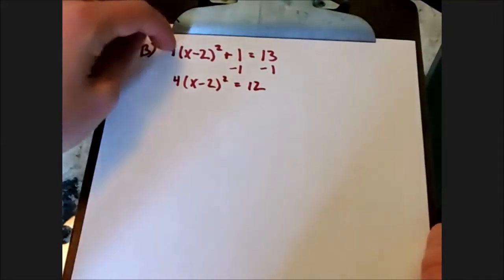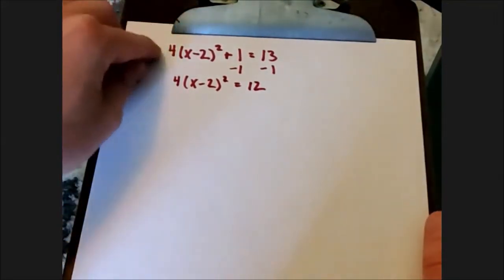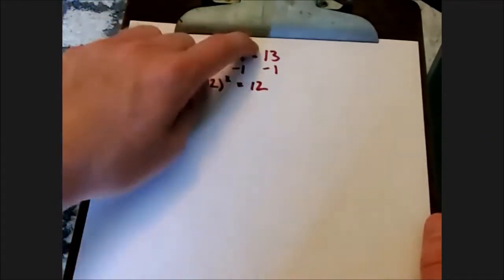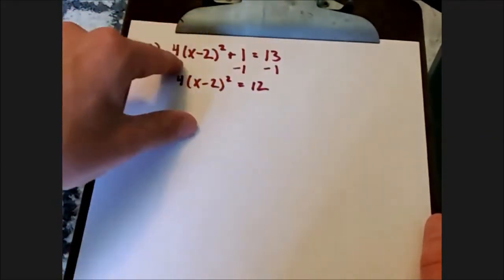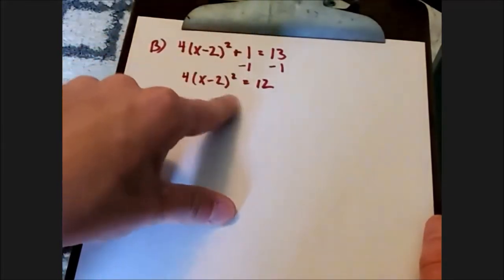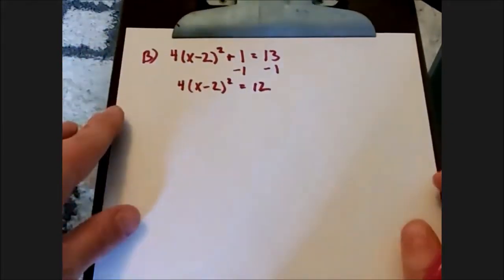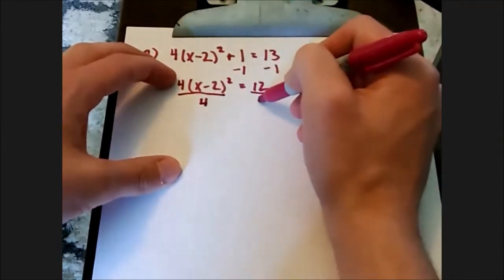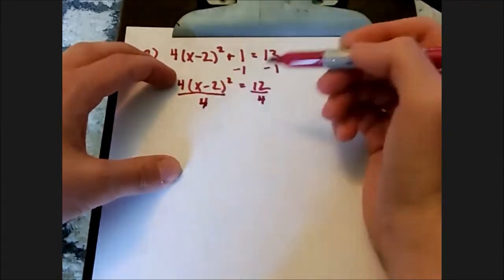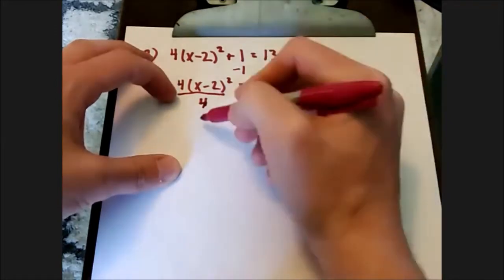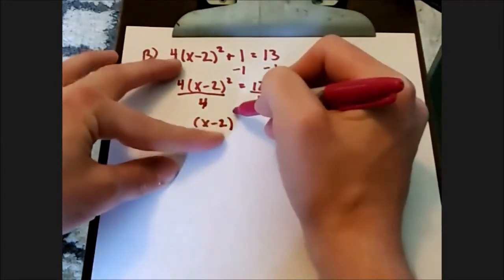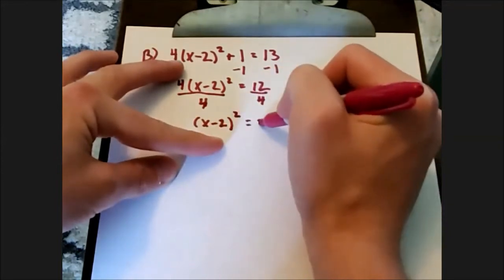Again, not to insult anyone's intelligence, but notice how I did not square root right off the bat. I'm not allowed to at this point. Some of you will try, unfortunately, but you are not allowed to until the square is isolated. So step 2 then would be to divide by 4. Get the constant over to the other side, which leaves me the quantity x minus 2 squared equals 3.